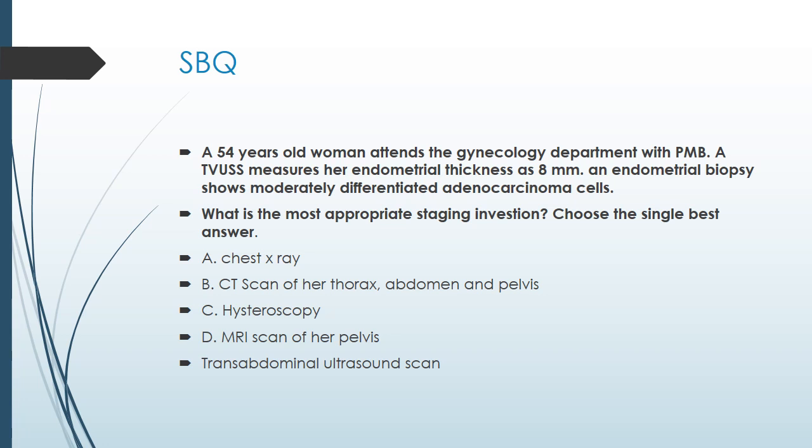You have to answer all these options, and you have to justify why chest x-ray is needed or not needed, CT scan of her thorax, abdomen and pelvis, why or why not, hysteroscopy, why or why not, MRI scan of the pelvis, why or why not, then transabdominal ultrasound scan. So read carefully please. Biopsy has already been done, the result of biopsy is already there, and now you have to stage her disease. So what is the most appropriate investigation?